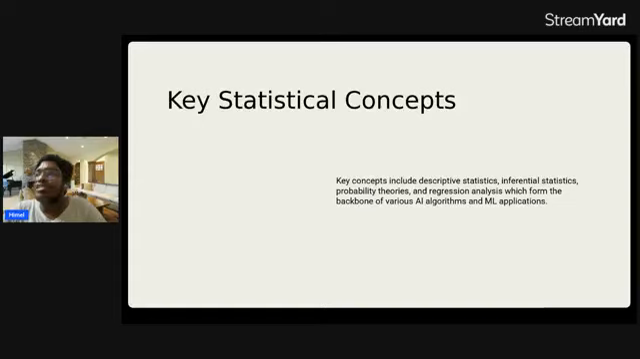And what is inferential statistics? Methods for making predictions or inferences about a larger population based on a sample of data. And what is probability theory? It is critical for understanding randomness and uncertainty. And finally, we all know regression analysis. It is foundational to many predictive modeling techniques. Together, these principles form the basis upon which many AI algorithms are built.